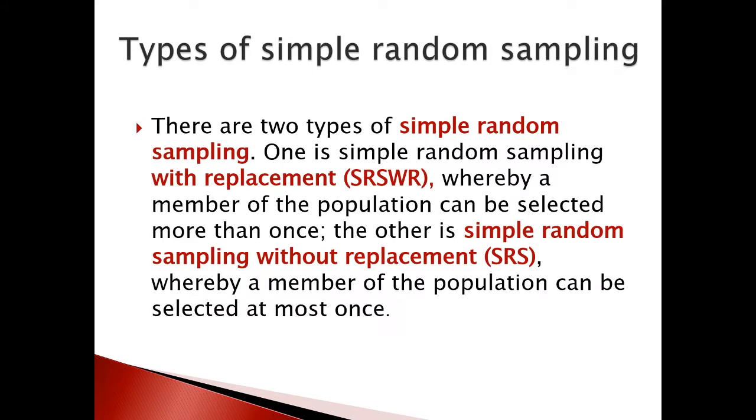Let's see how many types we have for simple random sampling. There are two types of simple random sampling. One is simple random sampling with replacement, and the other is simple random sampling without replacement. In simple random sampling with replacement, a member of the population can be selected more than once. On the other hand, in simple random sampling without replacement, a member of the population can be selected at most once.